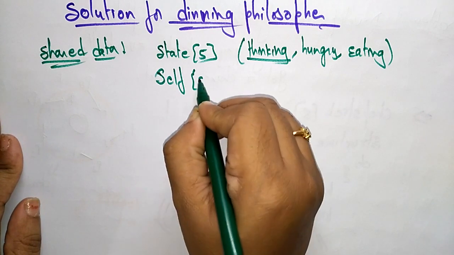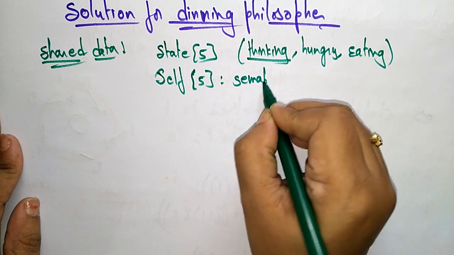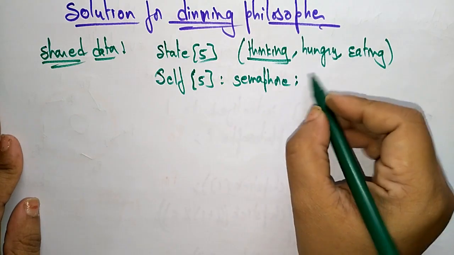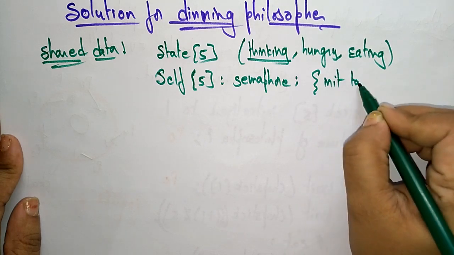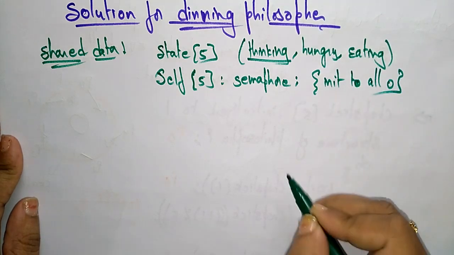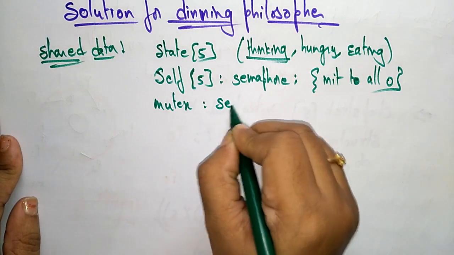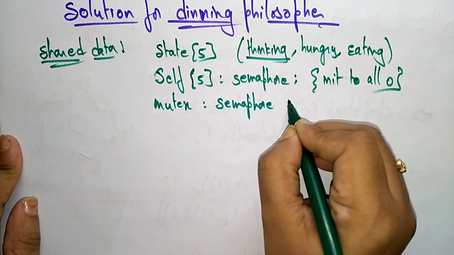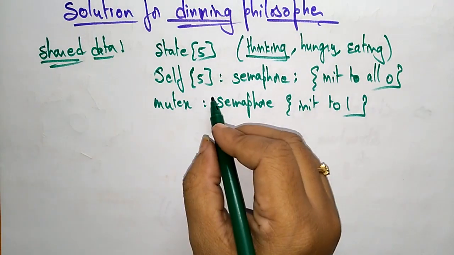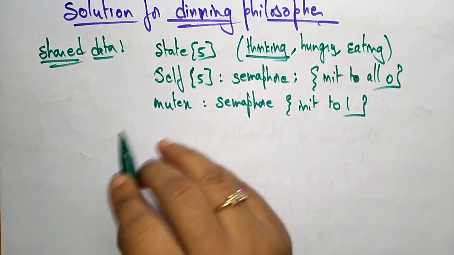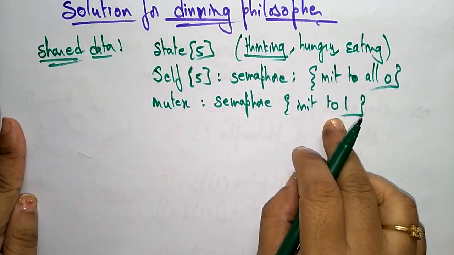And I am taking the variable self[5]. This is a semaphore variable, initialized to 0, all initialized to 0. And I am taking another variable, mutex. This is a semaphore variable which is initialized to 1. So self is initialized to 0 for all philosophers, and the mutex value is initialized to 1.